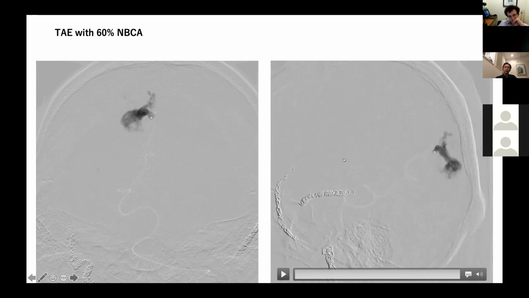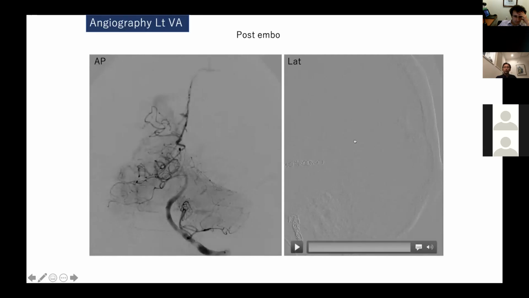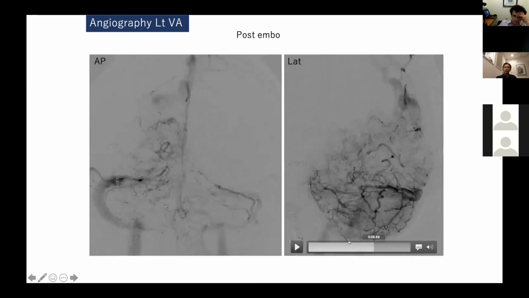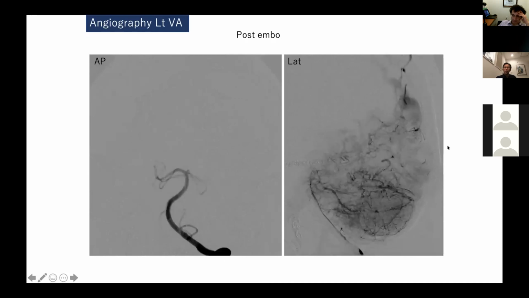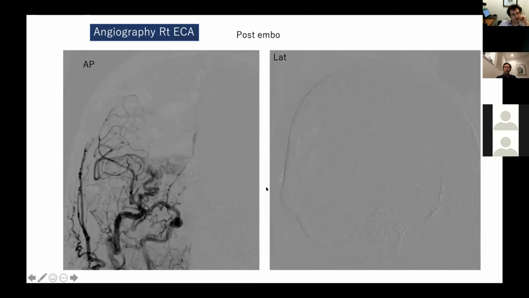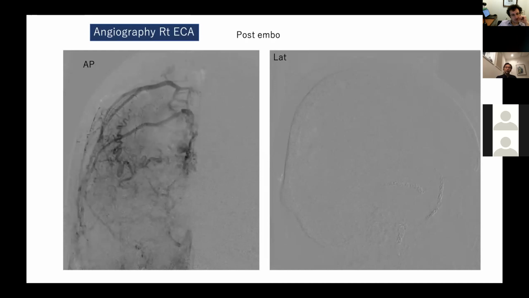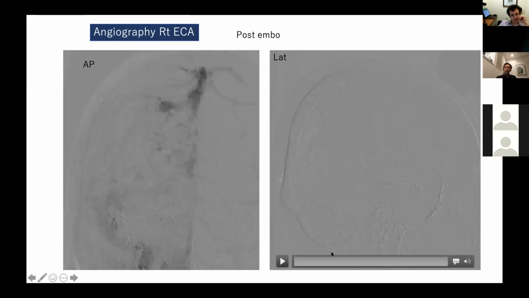Okay, so right after the procedure, this is the vertebral injection. No more shunt here. The feeder stopped here. Same here. Just for the sake of time, go like that. This one, I think, is actually draining the brain itself, but you can still see some small residual when you go to the left external carotid injection. This one you don't see a lot, but there's still some very small remnant of the shunt.